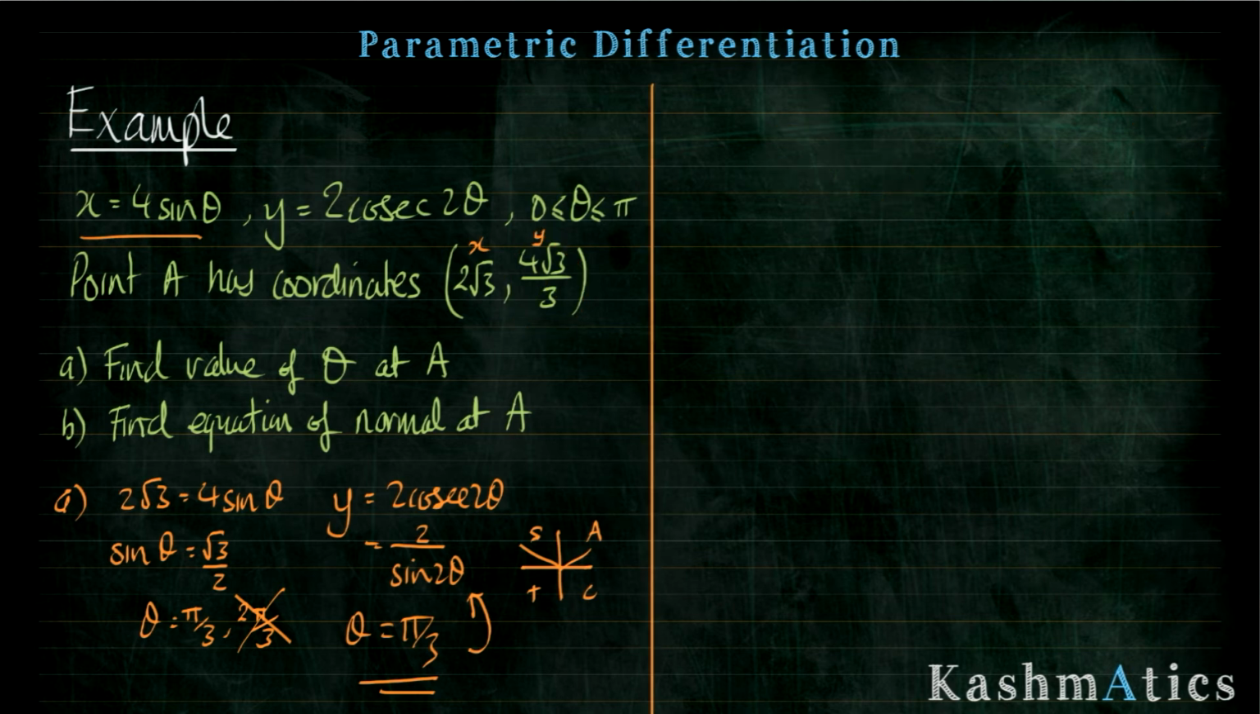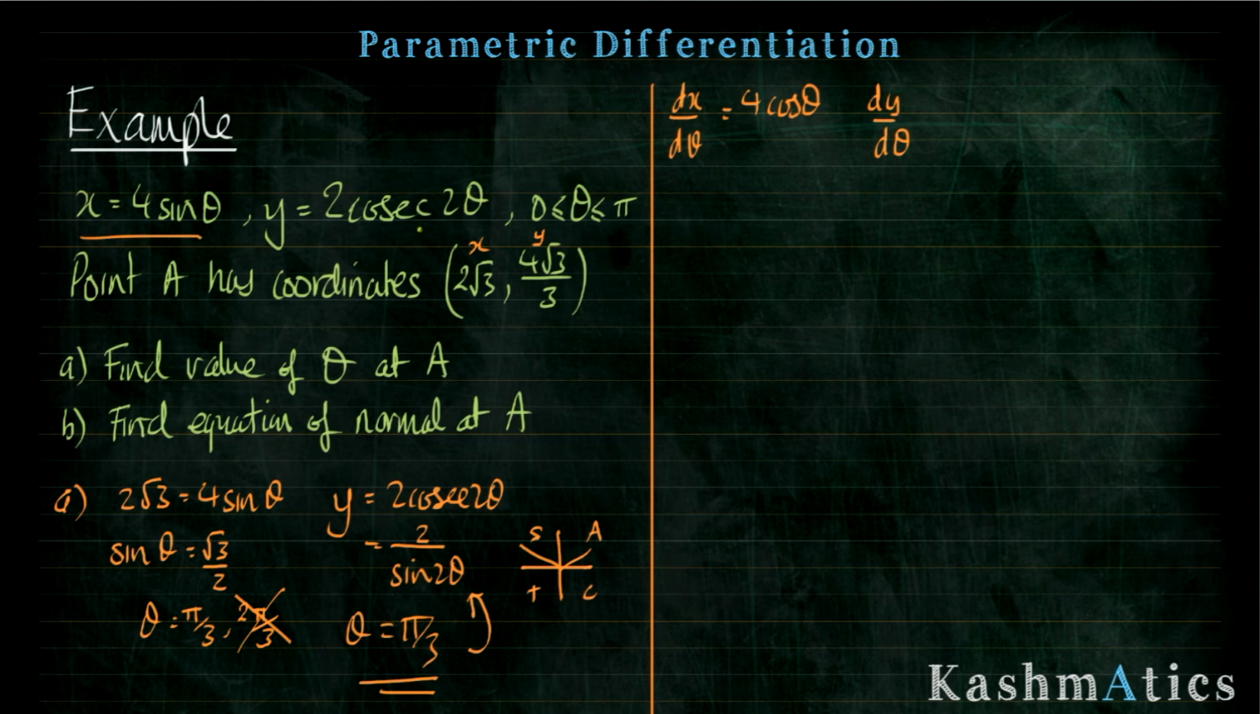Let's go ahead and do part B now. We need to work out the equation of the normal at A. So to work out the equation of the normal, we need the gradient of the tangent, from which we can get the gradient of the normal, and then we can go and work out the equation of the normal. But to get the gradient of the tangent, we need to differentiate. So let's do dx by d theta first. Okay, so sine becomes cos, so that would be 4 cos theta. Let's do dy by d theta.